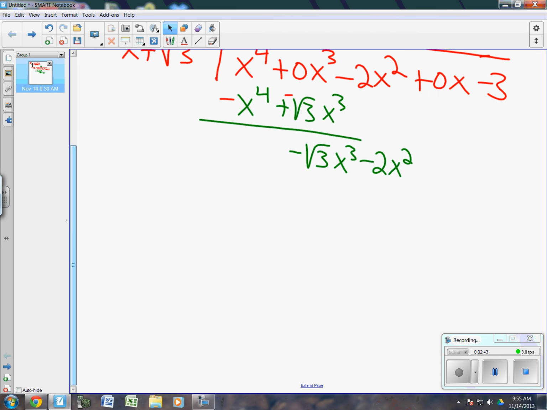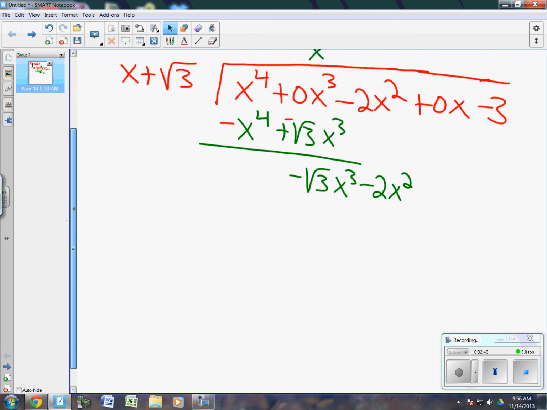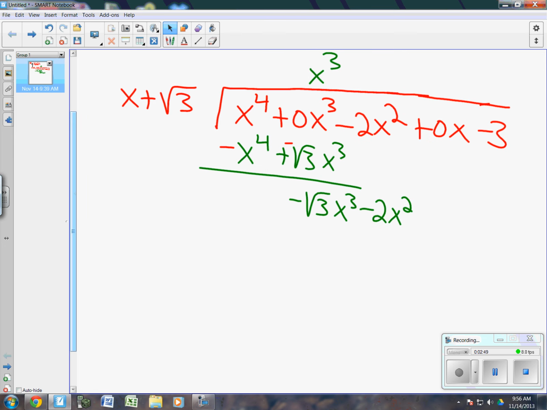What do I do now? Okay, what do I times x by to get what? No, it's always the first term. It's always the first term. What do I times x by to get this first term? What am I going to times it by, you guys? Negative square root of 3 times x squared. Negative square root 3 times x squared, right? So what do I times the negative square root of 3 times x squared by? By x plus square root of 3.